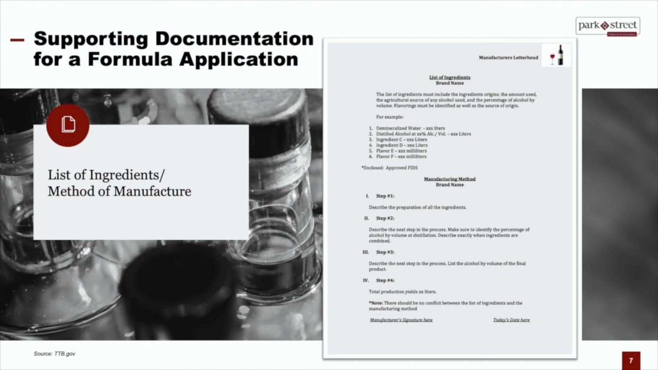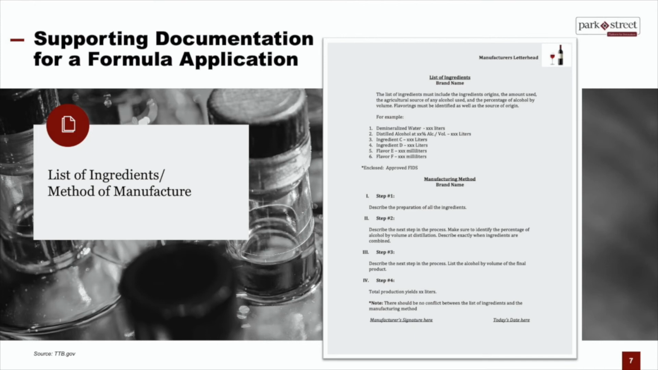In this example here, we have the list of ingredients and the method of manufacture. You can consider this the recipe for the product. The list of ingredients will list all the final ingredients that are used to make the final product, and the method of manufacture will describe the steps which are needed to create the final product. This document will also contain a final ABV amount and a final batch amount.